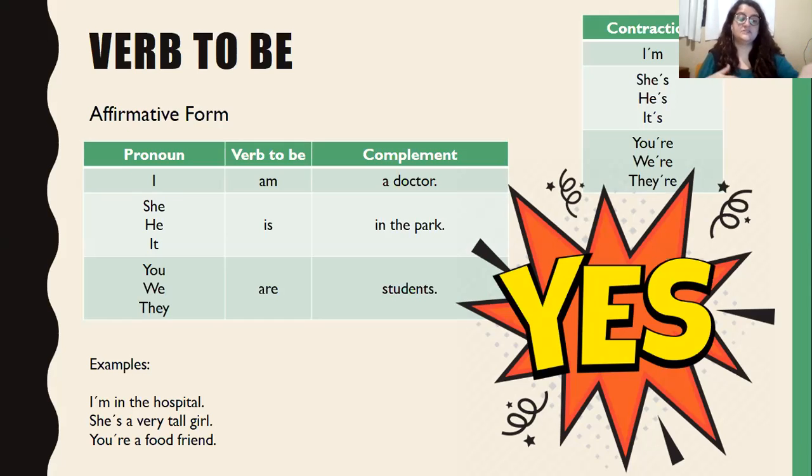So here are some examples. I'm in the hospital. She's a very tall girl. You're a good friend. Okay, so the formula is pronoun, verb to be, and complement. Let's go with the next.